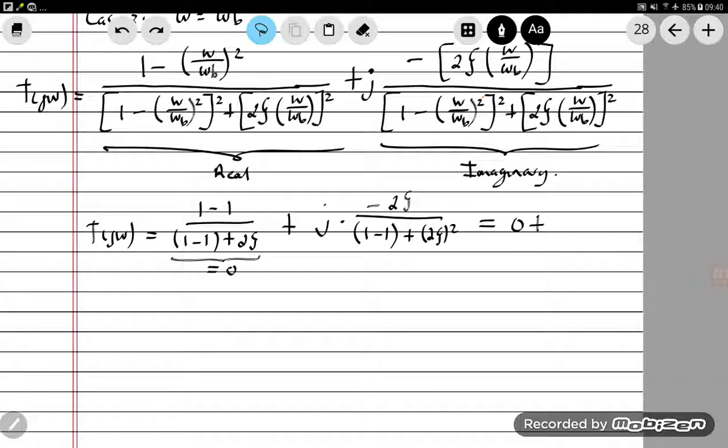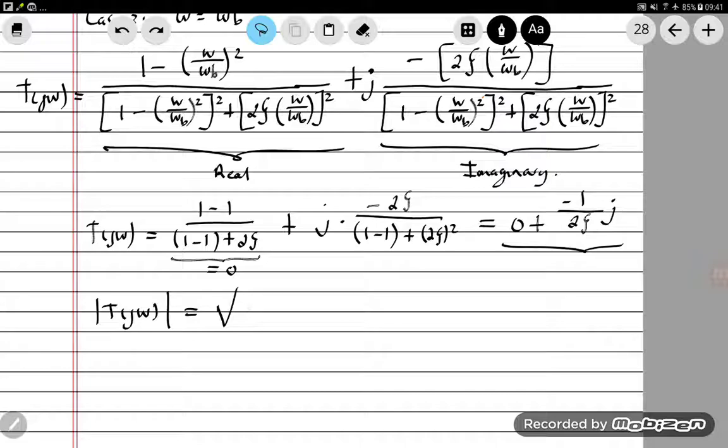So we've got 0, and we're left with the imaginary part. Then one of the zetas cancel at the top, and the 2 at the top cancel, and we've got a negative 1 over 2 zeta. Okay, oh, got still a j term there. So this is our frequency response transfer function when omega is equal to omega b. Okay, so we first have to then take the magnitude of that function.